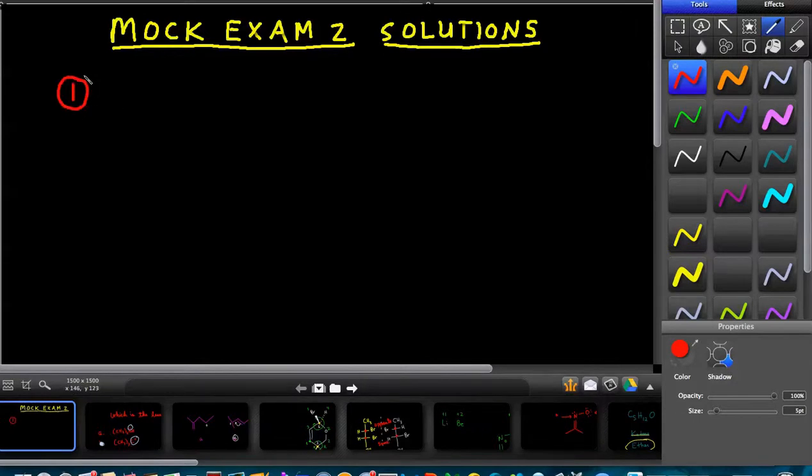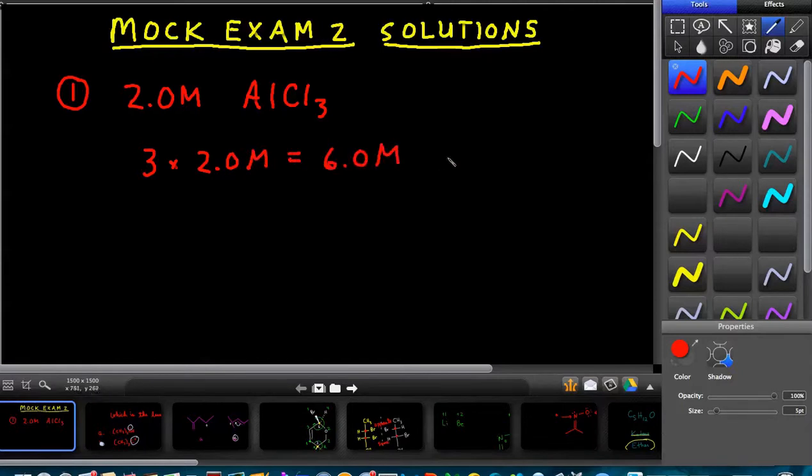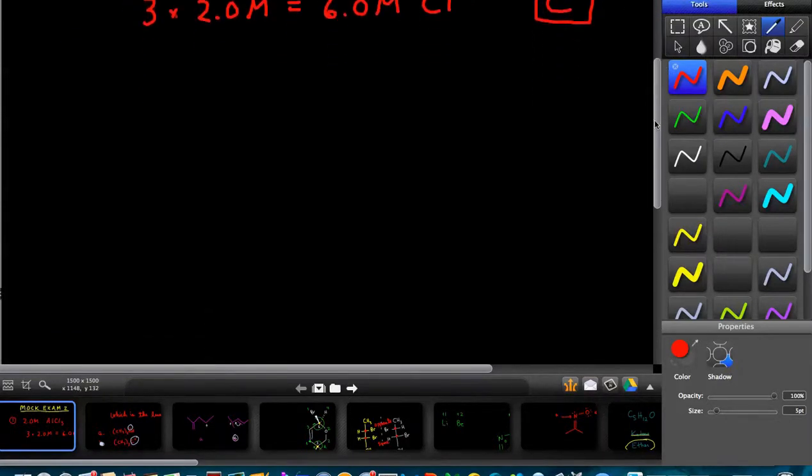We have a 2.0 molar solution of aluminum chloride. So that's going to be AlCl3. So 1 mole of aluminum chloride will have 3 moles of chloride. So that's going to be 3 times 2 molar, or 6 molar Cl minus. And so the correct answer is C. A lot of you guys got that one right. That's good. Want to bag the easy ones on this exam.